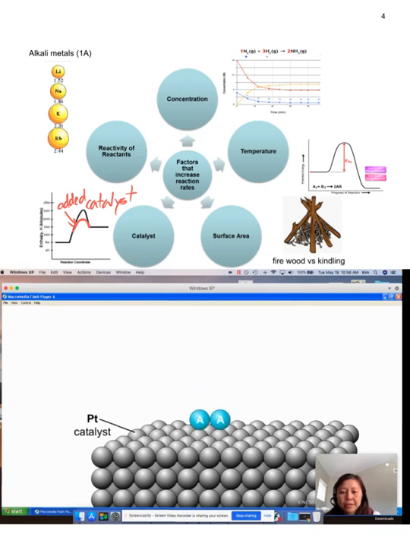So A2 is drawn to platinum. And notice how A2 and B2 are not colliding with the same kind of energy that's needed to get through the activation barrier. It's because now we have platinum as a surface to draw those particles together. So that's how we're lowering the activation energy.